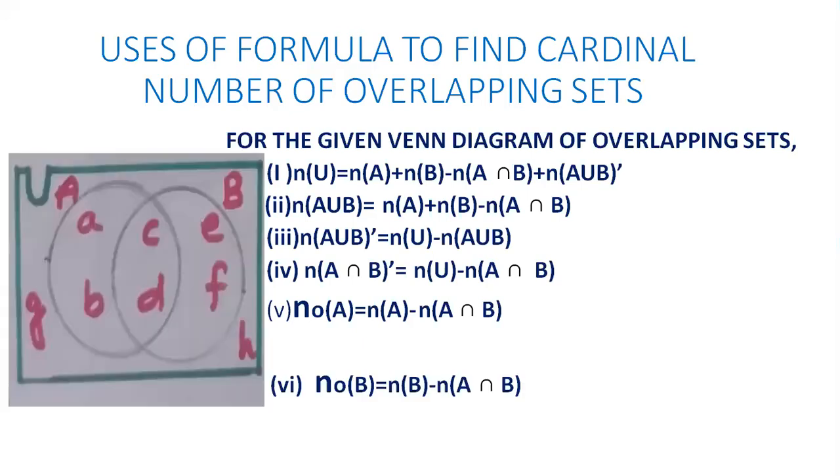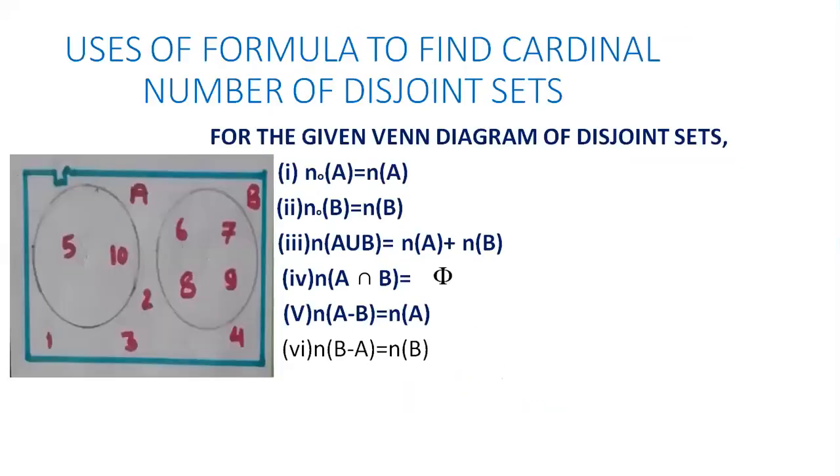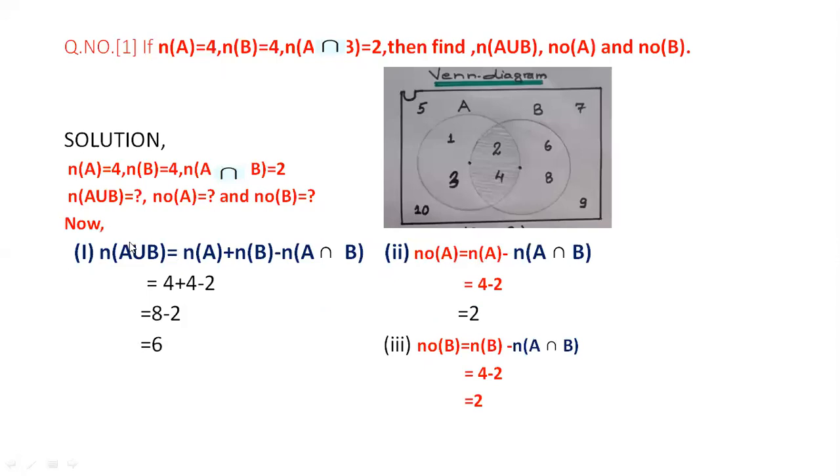Now look here. I am going to show you the next one. This one I was showing. Look here, children. N A intersection B was here. I told you we have to use this formula. N A union B means what? N A plus N B minus N A intersection B. Then you will get 4 plus 4, 8, 8 minus 2, 6.